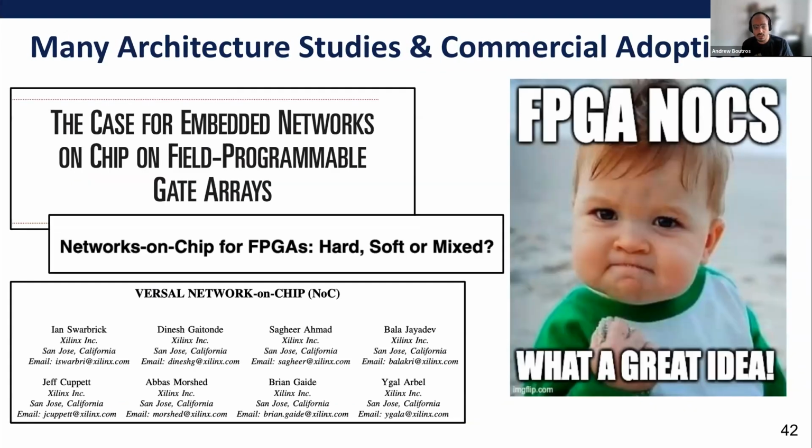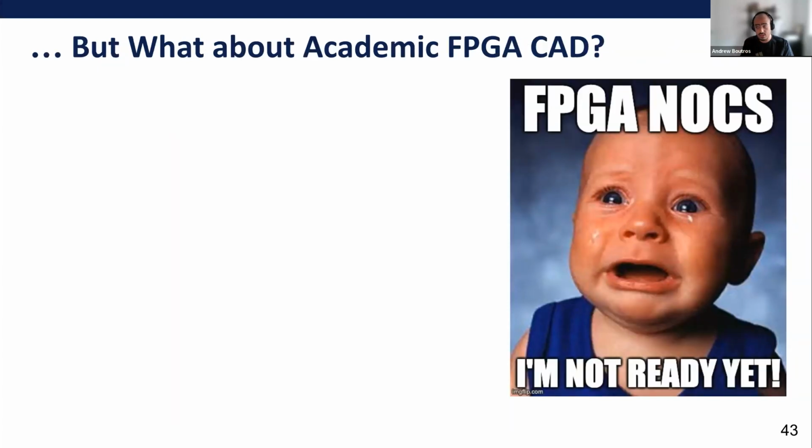So it sounds like a really good idea, and a lot of academic studies have explored this idea from the architecture perspective, right? How much does it cost to integrate a hard NoC in your device? What are the trade-offs between hard, soft, and mixed NoCs? And we started seeing this as a reality. So FPGAs from both Intel and Xilinx are now integrating some form of a hard NoC. But then if you look at the other side of the coin, academic FPGA CAD tools are not ready for this, right? We don't know how to optimize designs for FPGAs that include a hard NoC in them, right?